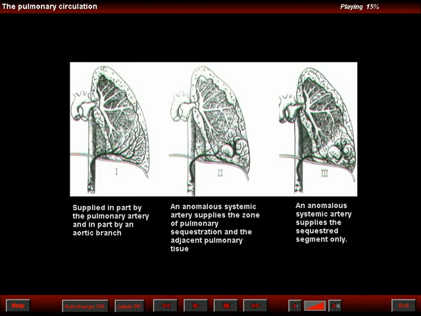This is from the book of Keith, Wagenvoort, and Edwards, showing the various forms of systemic arterial supply to the lung, and they can be seen with or without the bronchopulmonary sequestration.